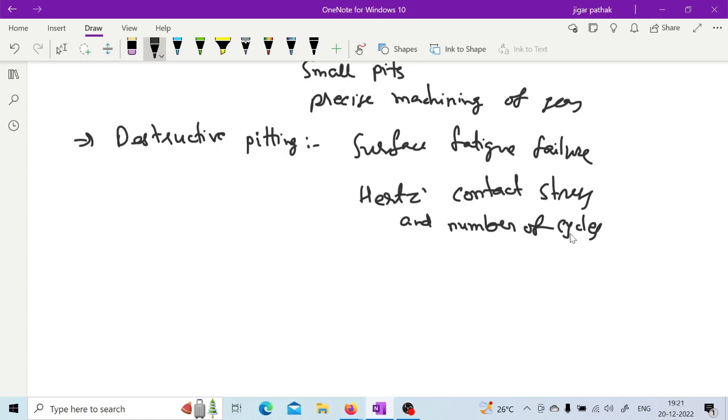So in order to avoid this destructive pitting, the wear strength must be greater than the static plus dynamic load. We will see what this static and dynamic load is.